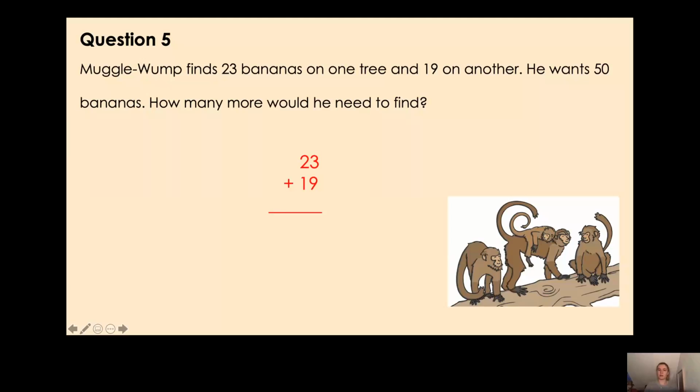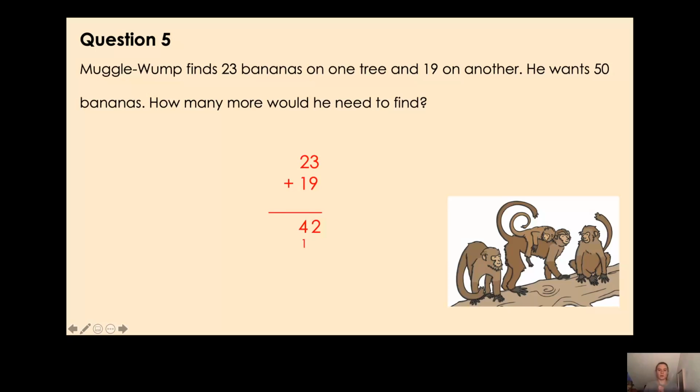So 23 plus 19. Well, let's start with the ones. We've got 3 plus 9. Well, 3 plus 9 is 12. So we're going to have to put 2 in the ones column and carry the 10. Okay, the next, let's work out the 10s now. So we've got 2, 1 and 1, which is 4. So Mugglewump has 42 bananas, but he wants 50, so he doesn't have enough bananas yet, does he?